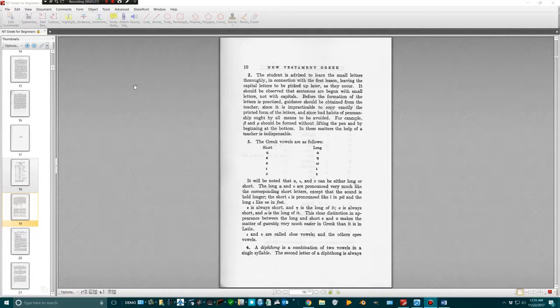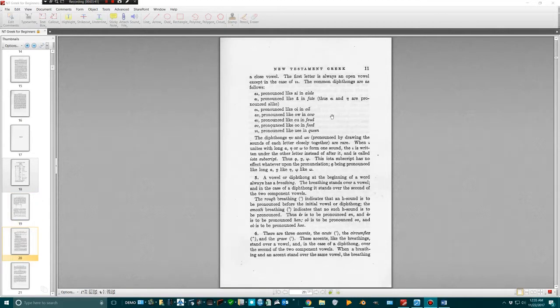Iota and upsilon are called close vowels, and the others are open vowels. A diphthong is a combination of two vowels in a single syllable. The second letter of a diphthong is always a close vowel. The first letter is always an open vowel, except in the case of hui, upsilon iota. The common diphthongs are as follows. And I would practice these. I would practice them so that you know how to pronounce them.